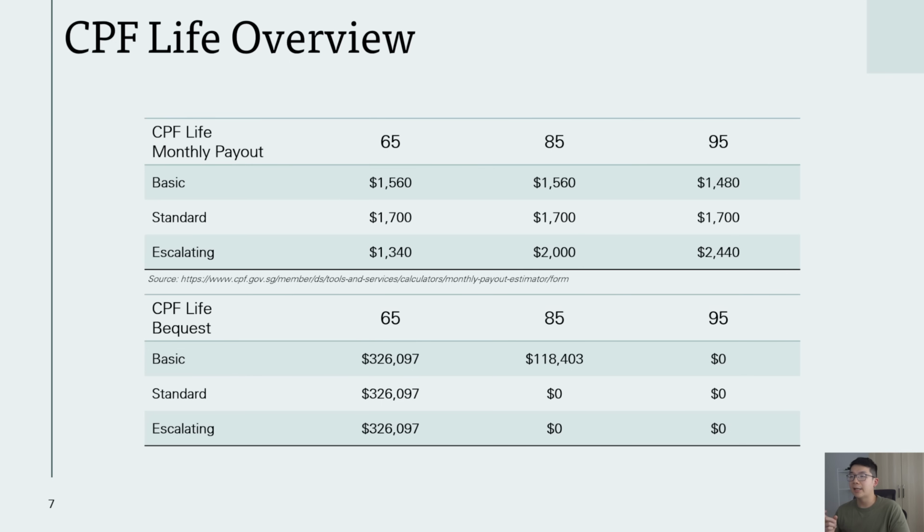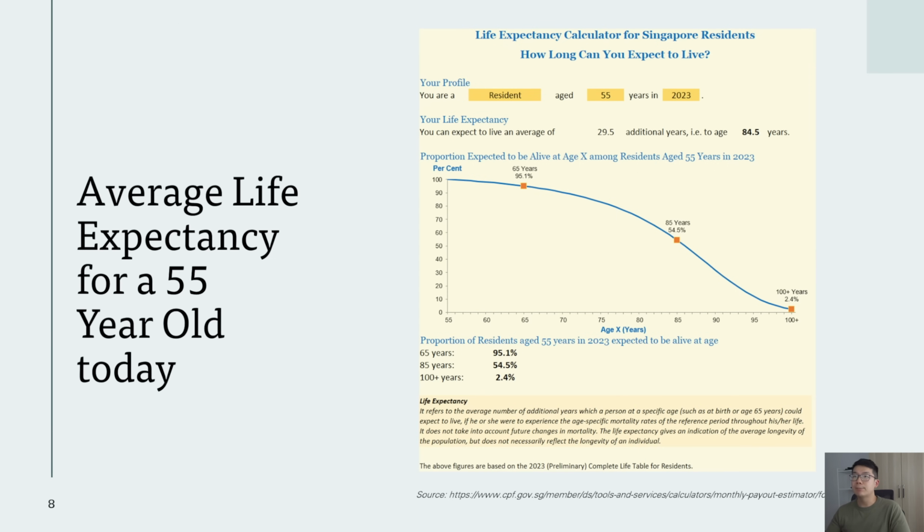This is of course in addition to the 10% CPF Life annuity that you paid at the start at age 65 for your annuity plan. But at age 95, because the basic RA account depletes at about 90 years old, there's no bequest at all for all three: the basic, standard, and escalating plan. So for this slide, it's basically what's your life expectancy if you are age 55 today. This was taken from SingStats and this was done in 2023.